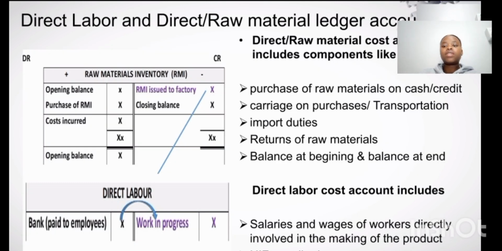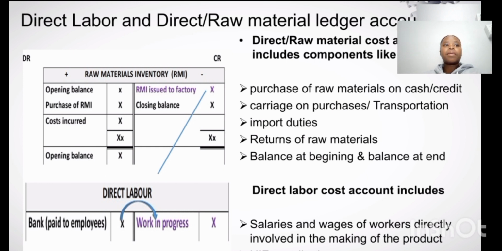Okay, moving on. Now that we have done the definitions of terms, you know what direct labor is, what direct material is, and what our prime cost is. Now let's go to the practical work. So in this case, they are showing you the raw material account, and what goes under the raw material account or direct material account.